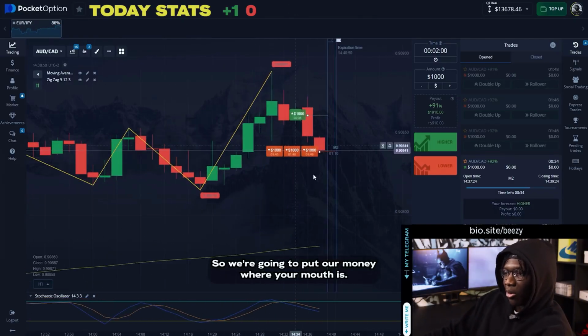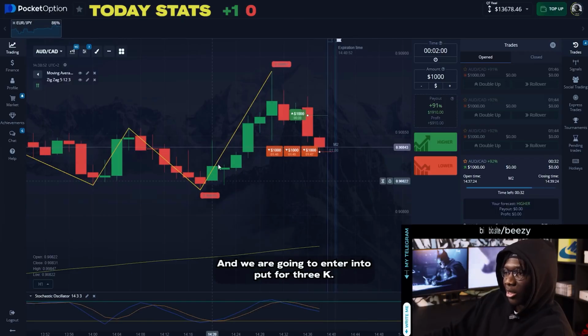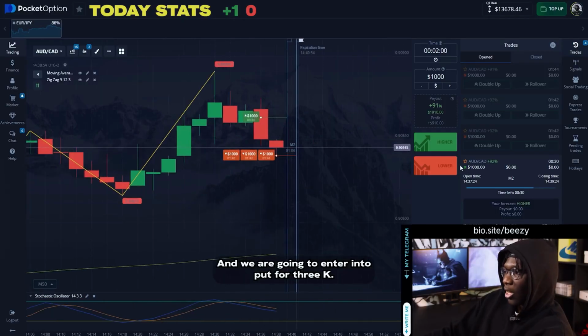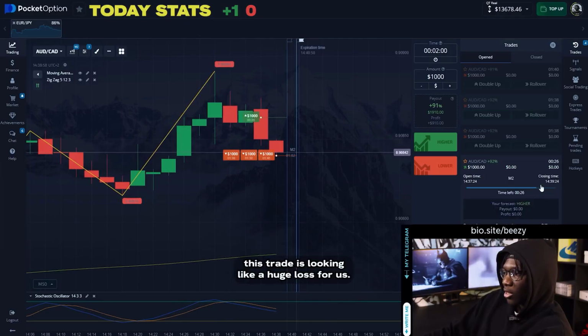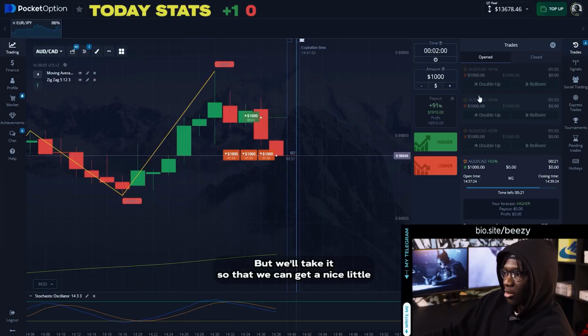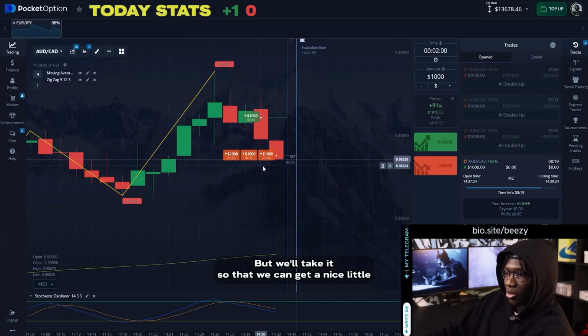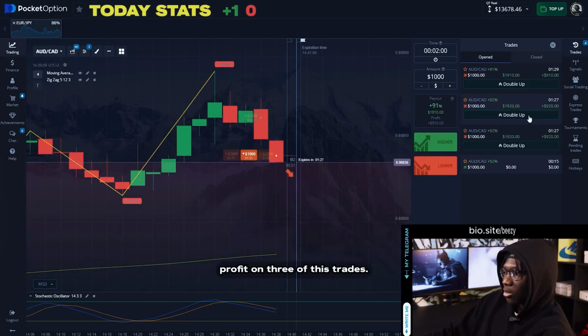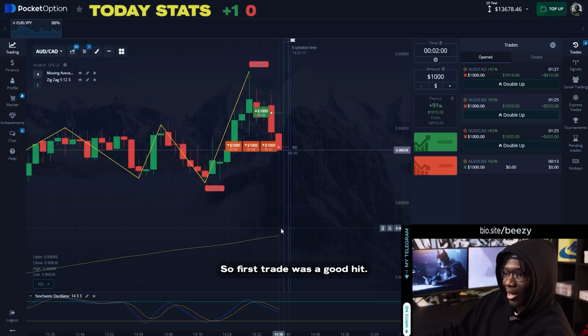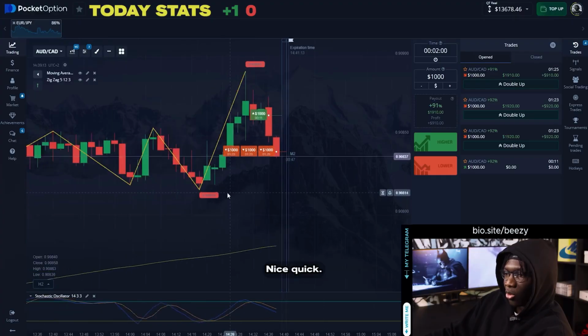So we're gonna put our money where our mouth is, and we are going to enter into a put for 3K. So right here, this trade is looking like a huge loss for us, but we'll take it so that we can get a nice little profit on 3 of these trades. So first trade was a good hit, nice, quick.